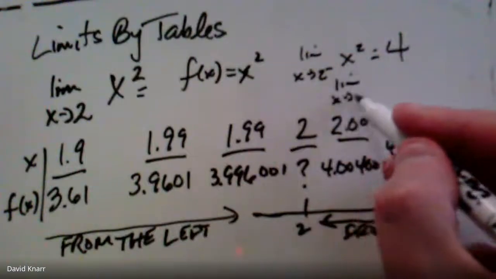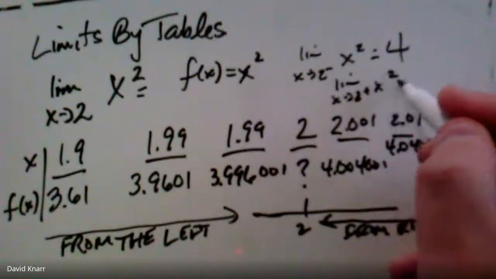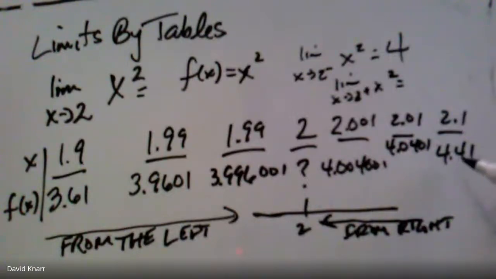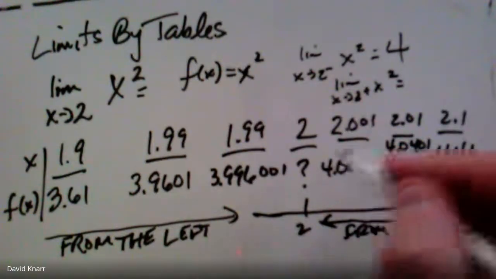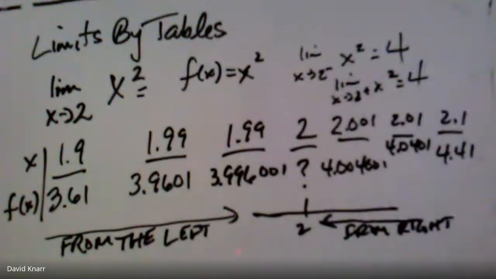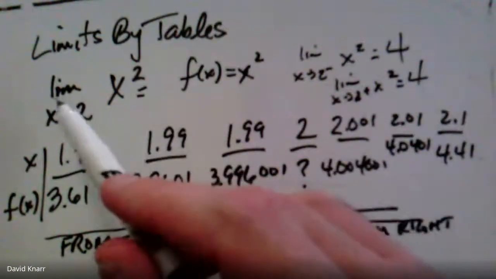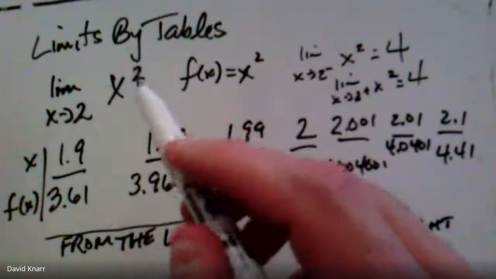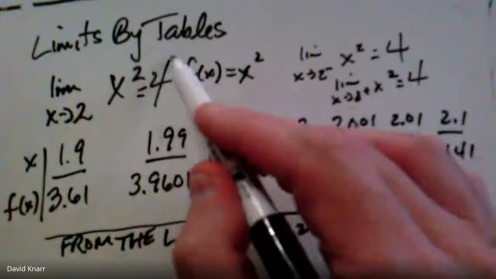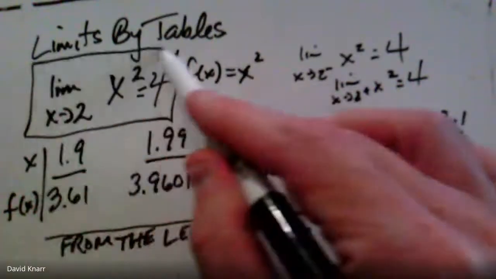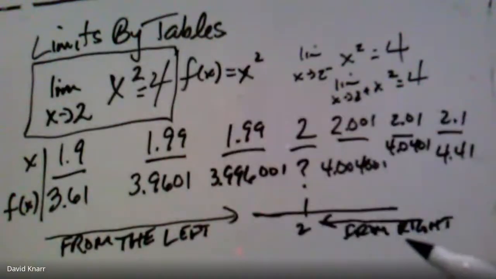From the right, of x squared, I'm at 4.41, 4.0401, 4.004001. I'm sure the suspense is killing you. It looks like I'm getting closer to 4. So it looks to me like the limit as x goes to 2 of x squared should be 4. And in fact, it is. This is the correct answer. This would be your correct answer using a table.